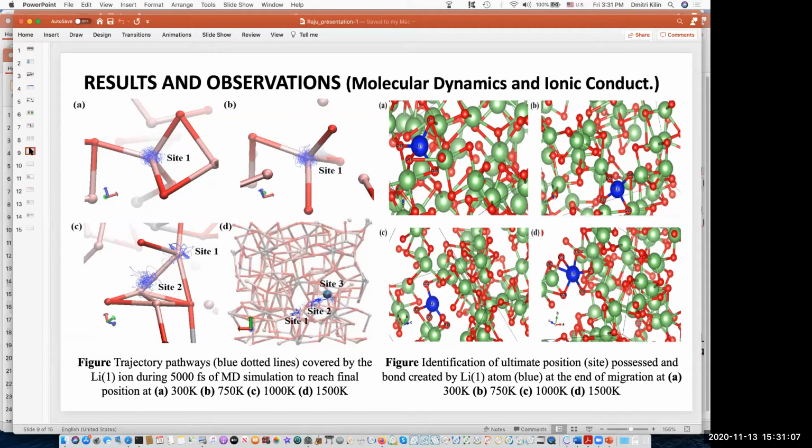So from this point of view, we can say this lithium atom moves from its original position to a neighboring position, and it also moves to a position which is vacant. That means whether it is octahedral or tetrahedral, it moves to a position which is vacant. So, next slide.